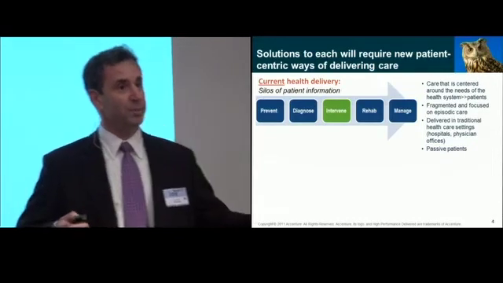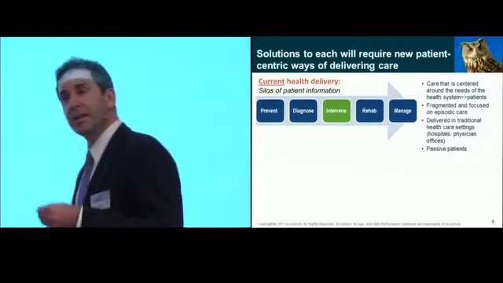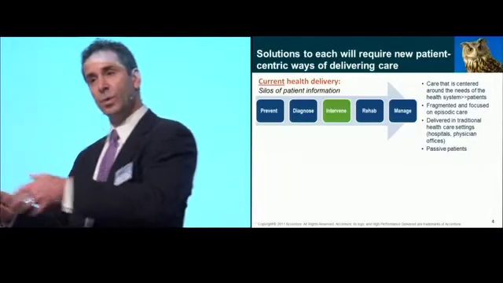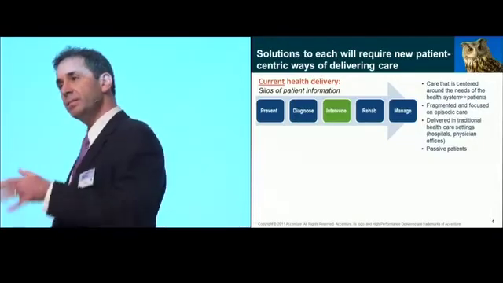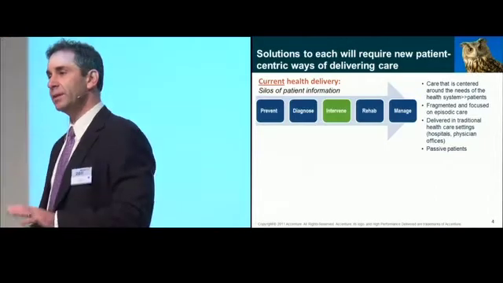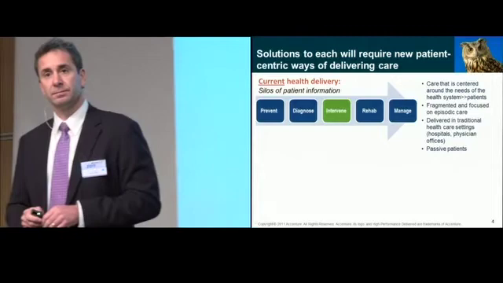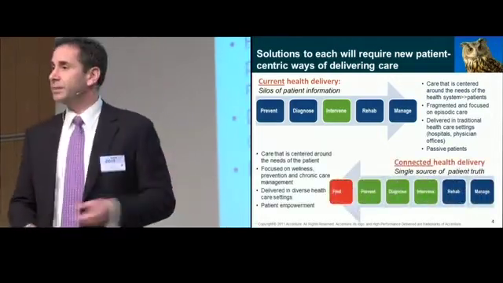Now, what are the attributes of that kind of a healthcare system? You can see that it's healthcare that is centered around the needs of the system more than it is around the needs of the patient. It's a healthcare system that puts the role of the patient in a fairly passive role. It's episodic. It's fragmented. Well, what if we did it a little bit differently?